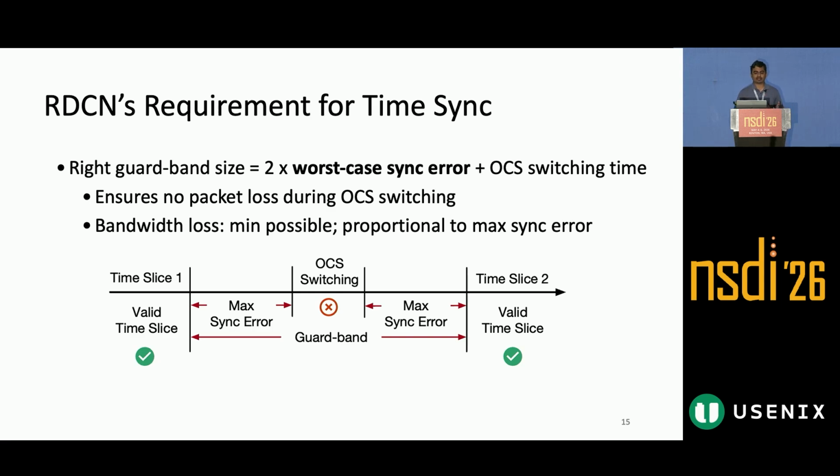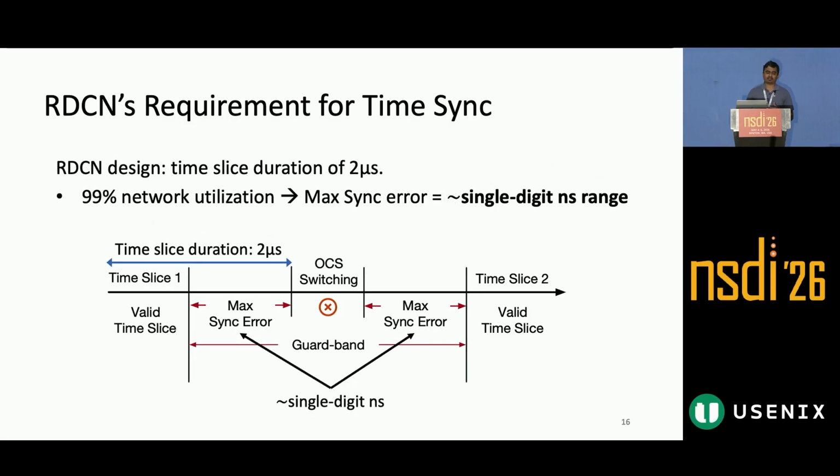case time sync error plus the OCS switching time, because this is going to ensure that there is no packet loss during OCS switching because of a misjudged time sync error, and the bandwidth loss also remains minimum possible, but it is still proportional to the maximum sync error.